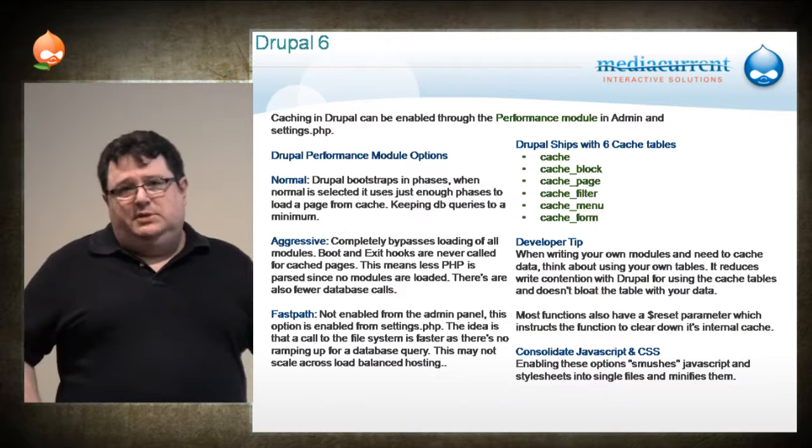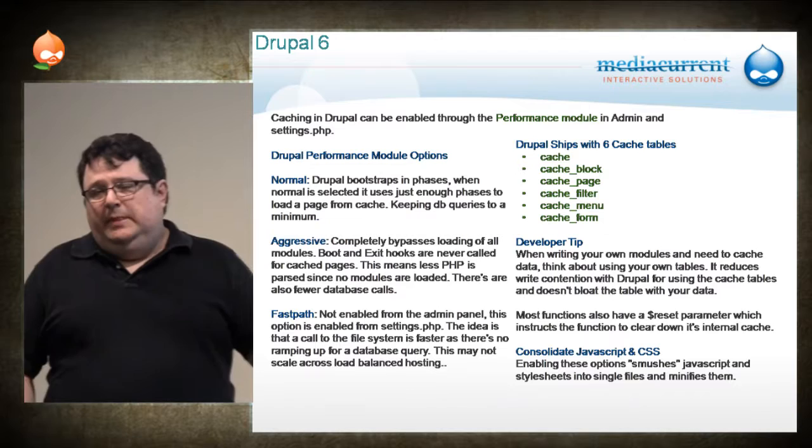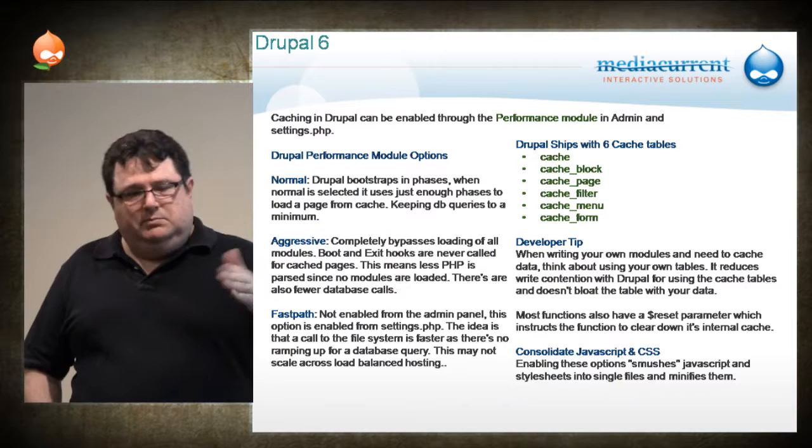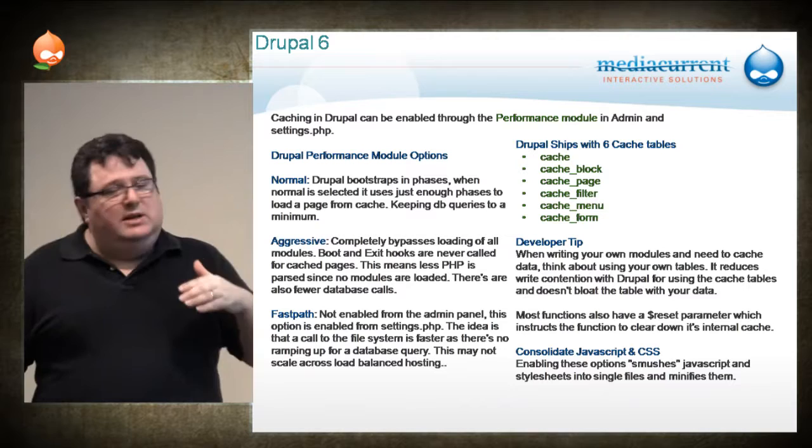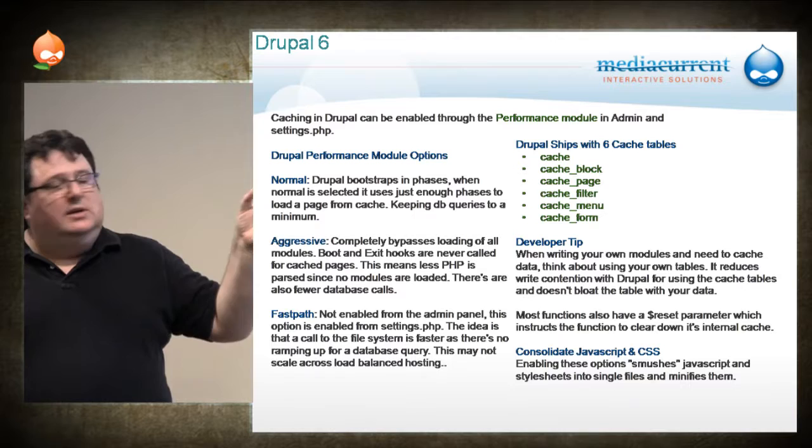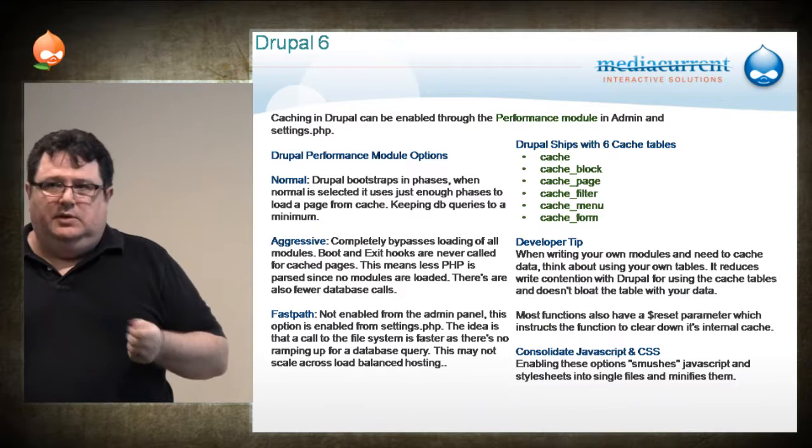The 2 main ones we'll look at are normal and aggressive. Basically, what they do is Drupal bootstraps a series of steps when it goes from like 0 to 60 when it pulls a page up. When you set it to normal, it will just take enough queries to deliver the content on the page. Aggressive caching can bypass a lot of those modules too. So you may find that aggressive caching is too aggressive. If you have a lot of modules and your site requires them, turning your website to aggressive can really be a problem.